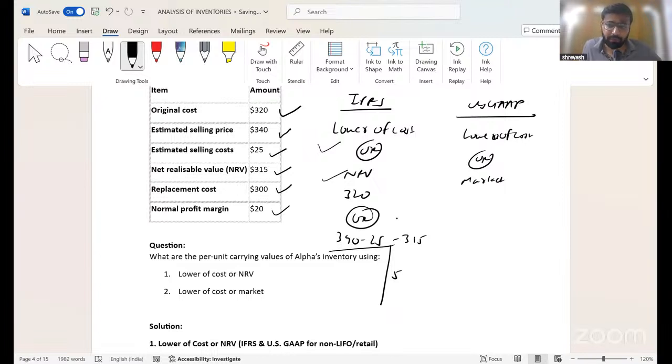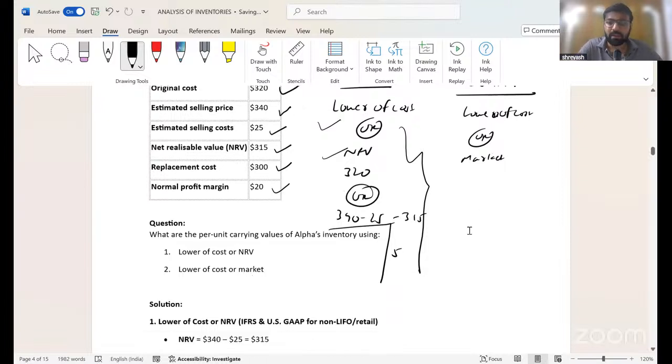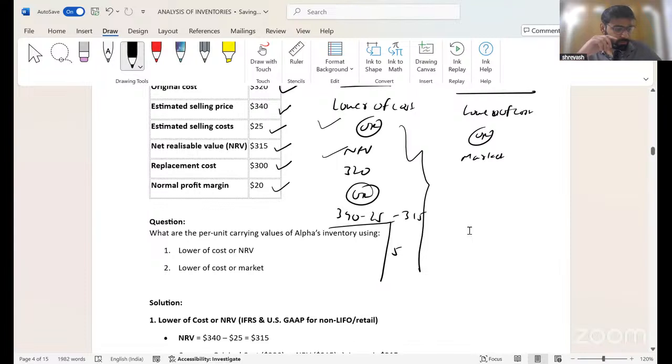So for FIFO and weighted average, this calculation remains the same under US GAAP. But in case of LIFO or retail sales method, it is going to be lower of cost or market. How much is market? We are not going to cover leases, by the way. Leases is going to happen tomorrow. Anyway, so what I was saying is lower of cost or market, and how much is cost?